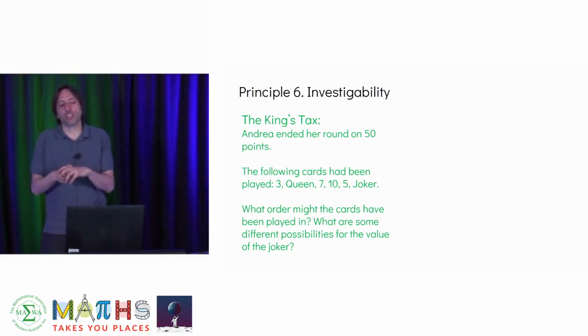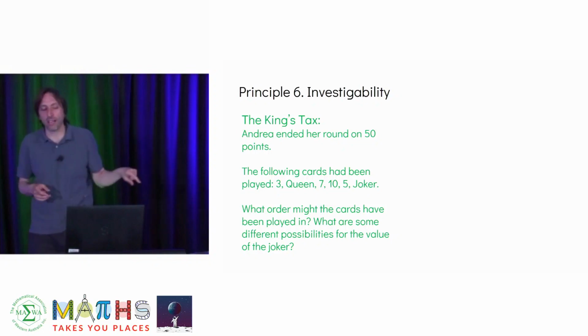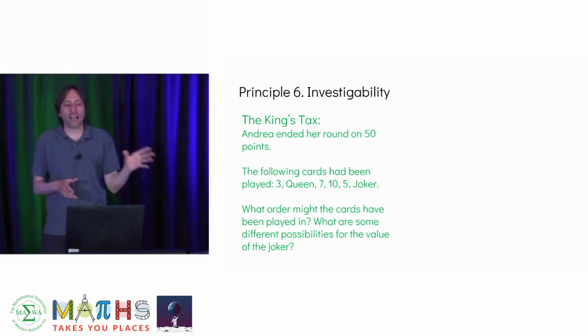Your challenge is, given that she ended on 50 points, I should say $50 really. So given she ended on $50, what order might the cards have been played in? If the 3, the Queen, the 7, the 10, the 5, and the Joker have been played, what order might the cards have been played in? And what are some different possibilities for the value of the Joker? So see if you can come up with more than one answer to this.